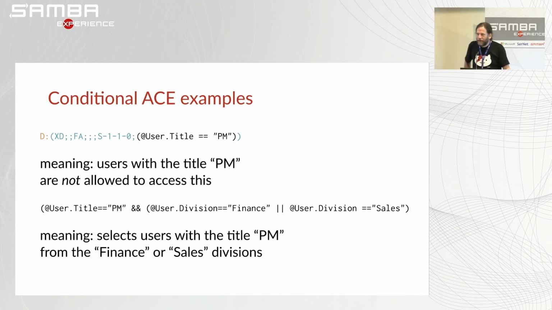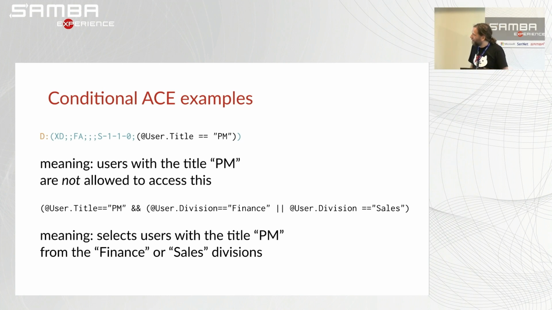So these are the kind of examples that you find on the web. Probably I have every example you find on the web, because hardly anyone puts examples on the web. From the Microsoft Docs mainly. So this one is a deny ACE. The D is saying it's a DACL. Then it's a conditional deny, and it's saying if the user's title is PM, deny access, right? So the project manager can't see. This is probably a useful thing.